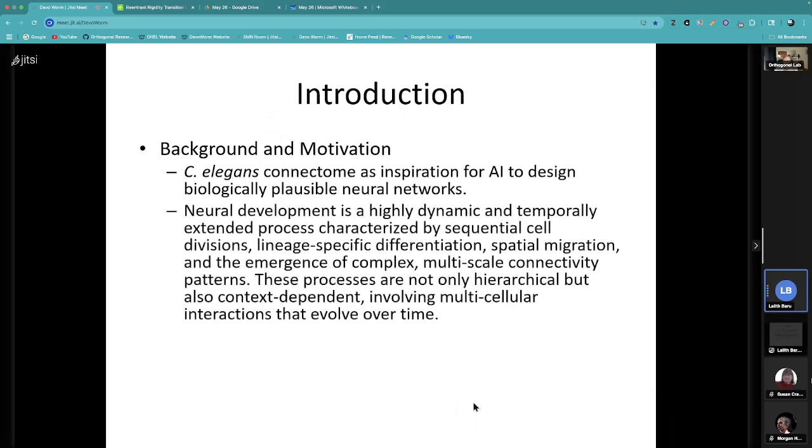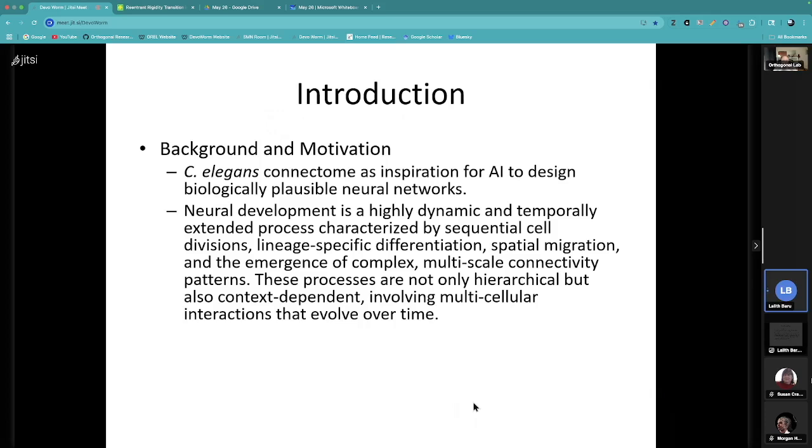Neural development is a highly dynamical and temporally extended process where it's not just a simple division, but it has a certain cell division pattern and evolves in a lineage tree in a very hierarchical fashion, and the spatial locations and migrations happen in a very complex fashion. When we try to model these hierarchical and multicellular interactions that evolve over time, we believe we are taking one step ahead to understand how the organism develops from a single cell to a multicellular organism.